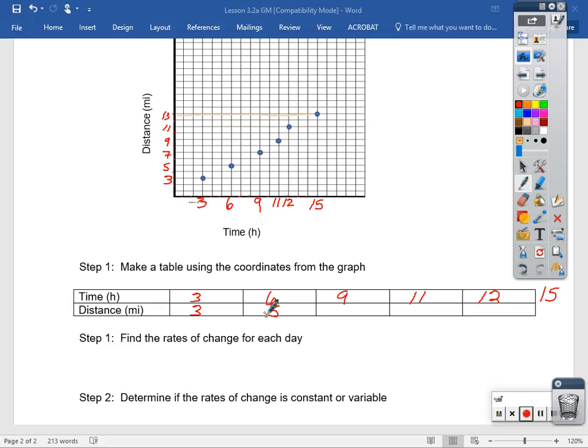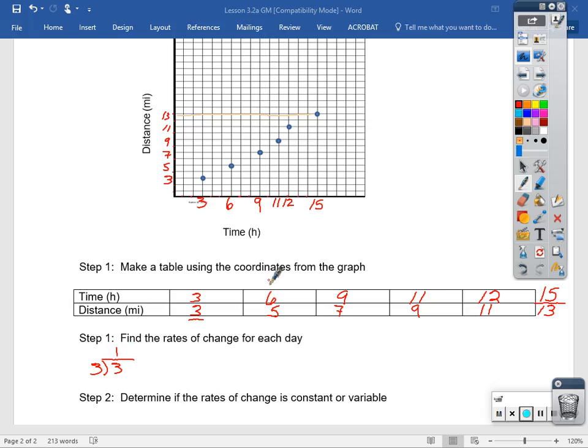My third one is 7. Fourth is 9. 11. And 13. So to find the rate of change for each day, I take my first day and I do 3 divided by 3, which gets me 1.